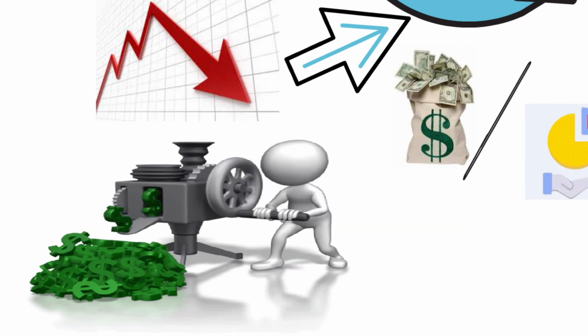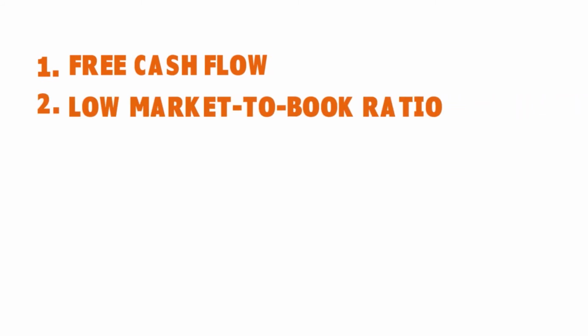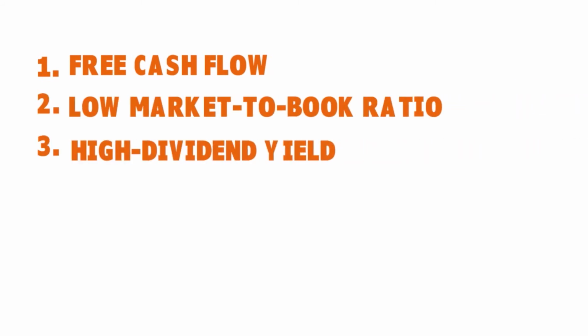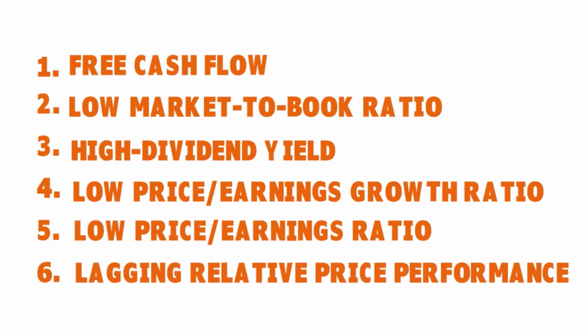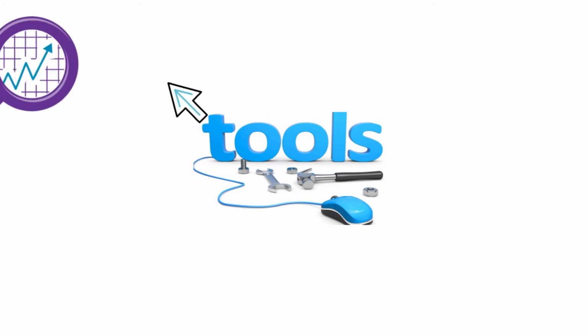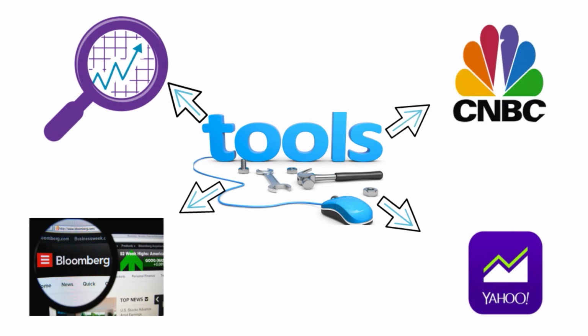So, folks, the bottom line here is what? The bottom line is that I've given you 6 metrics, right? I've given you free cash flow, low market to book ratio, high dividend yield, low price earnings growth ratio. We also have low price earnings ratio and lagging relative price performance. Those are the 6 metrics you can use to find undervalued stock. Of course, you need to have the tool, and it can be a stock screener on Yahoo Finance or Bloomberg Finance or CNBC or other financial platforms, or more readily on your brokerage account.